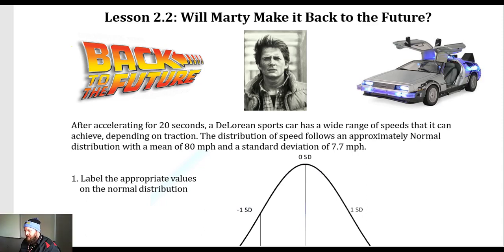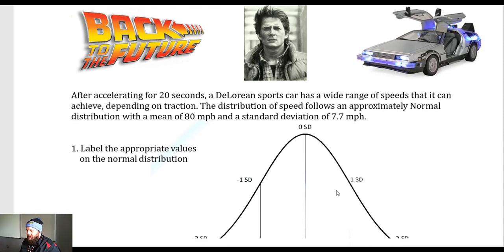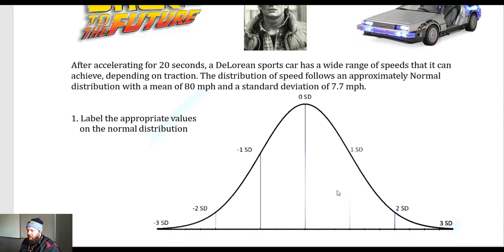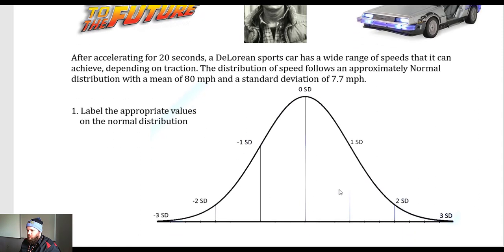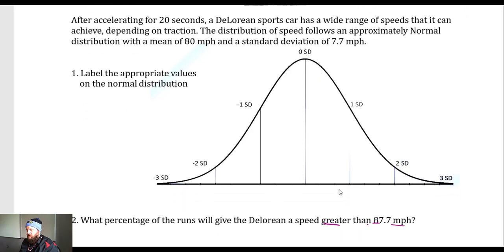So, if they give us that information right off the bat, you should know, since it says normal distribution. Scroll up a little bit here so we can get this. If it says normal distribution right off the bat, we know we're going to get a normal curve here, a bell-shaped curve. Our mean of 80 and our standard deviation of 7.7.